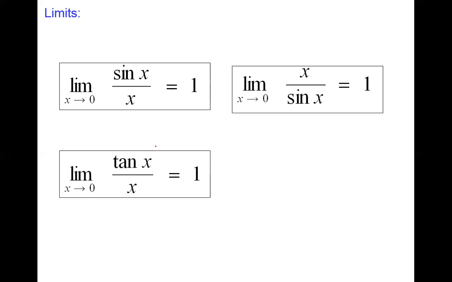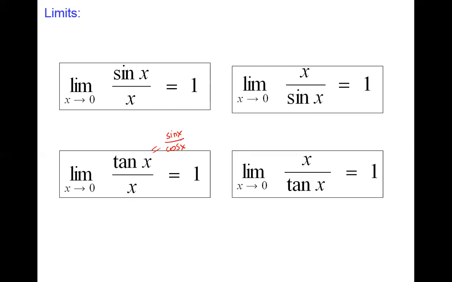It's just because behind tangent of x, we do have sine of x. That means tangent of x is sine of x over cosine of x. If I copy x into the denominator, I still see sine of x over x, which is 1, and cosine at 0 is 1. That means tangent of x over x is 1, and of course the reciprocal.